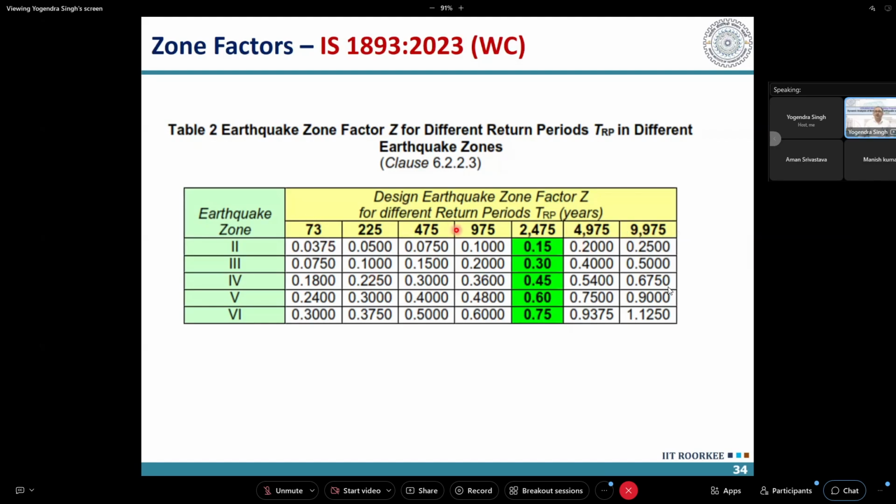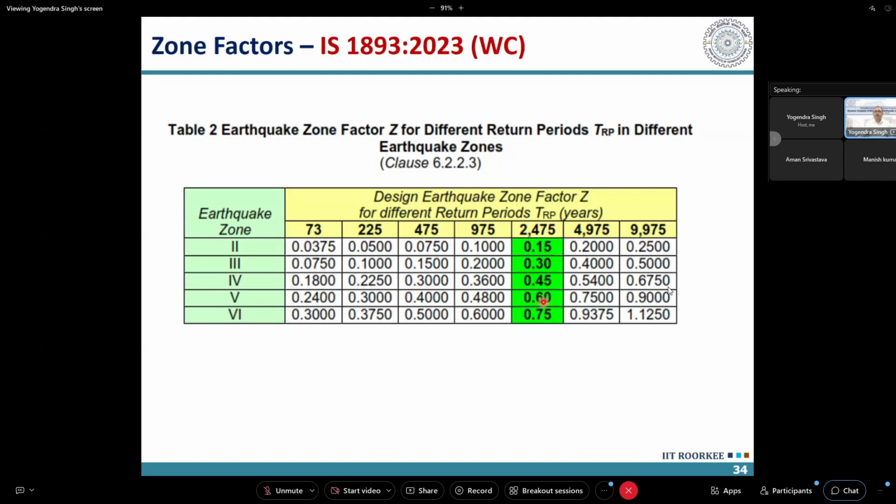So as the return period is increasing, the Z value will go on increasing. So we can compare the values in our current code, IS 1893 2016, with these values. For 2475 years, zone 5, it is 0.6 proposed, and currently it is, you will say 0.36, I will say 0.54. Why 0.54? Because that needs to be multiplied by 1.5 to convert it into MCE.